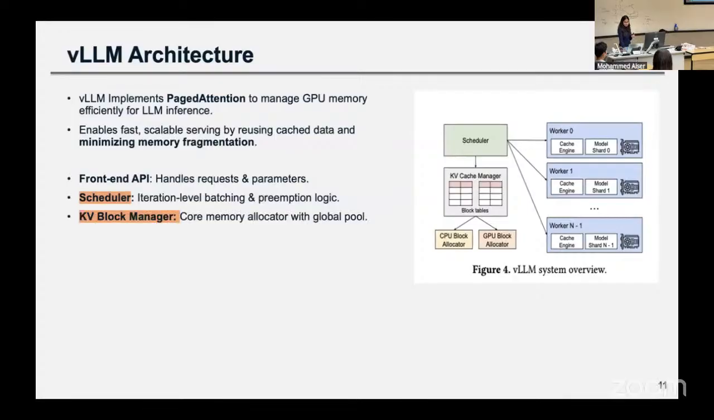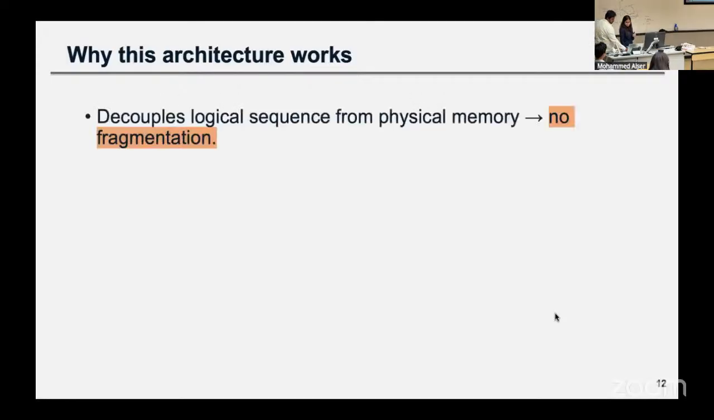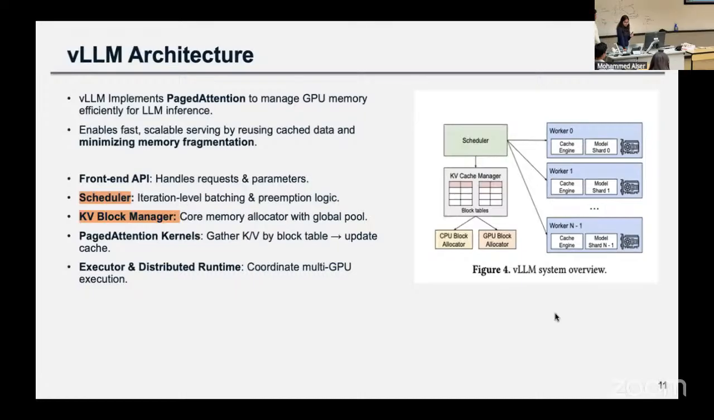Next, we have the KV block manager. Here, the cache engine and block allocator manage memory for the tokens. And the model shard, you can see, runs computation using paged attention kernels, and it gathers KV by block table and updates the cache. Okay. So finally, all these results are combined by the executor and runtime to generate the next token. Now my teammate will continue.